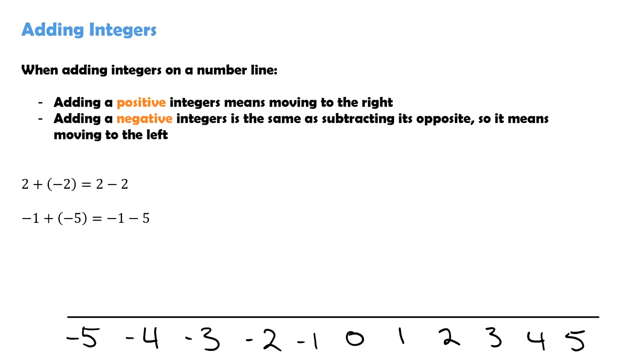In this video, we're looking at adding integers. When you're adding integers on a number line, when we're adding a positive integer, this means we're moving to the right. And when we're adding a negative integer, this is the same as subtracting. So it moves to the left.